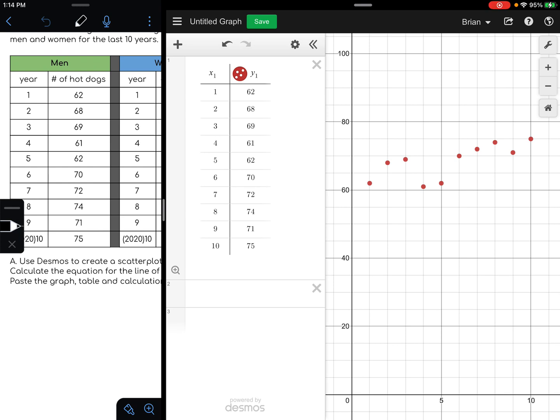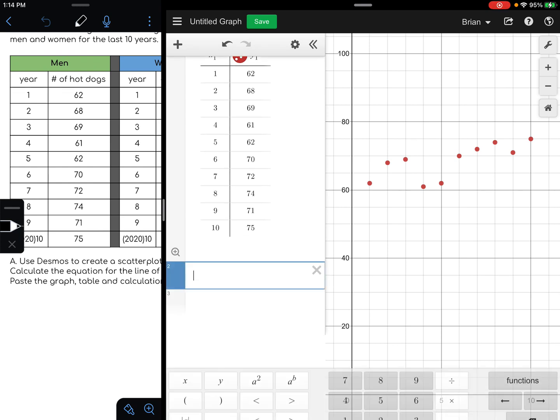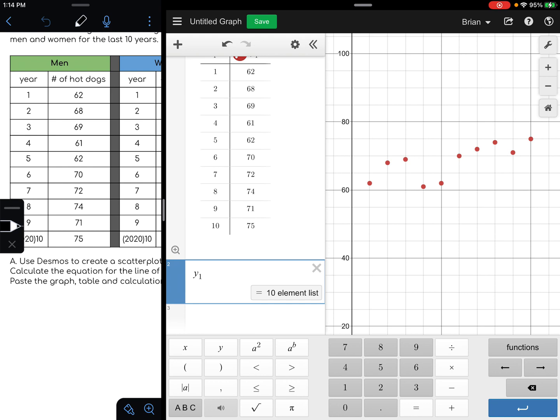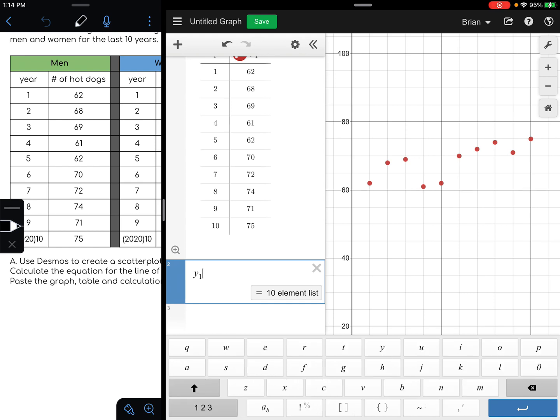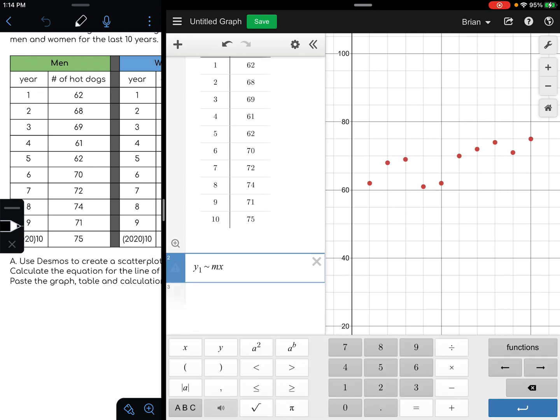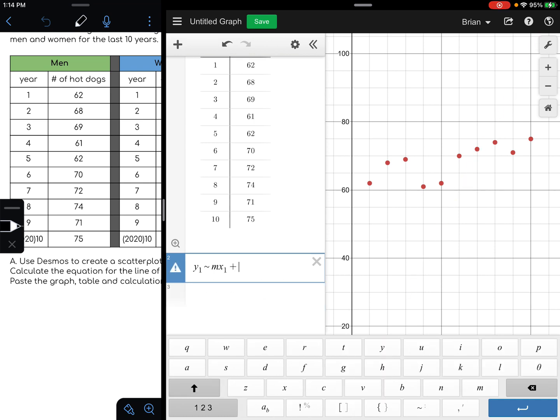And then we're going to do a line of best fit for this data. So we're going to click down here. We're going to do Y sub 1. Remember, we hit Y1. And then we use the little tilde symbol. So we're doing Y equals MX plus B, remember, but we're putting in the right symbols. So MX1 plus B.